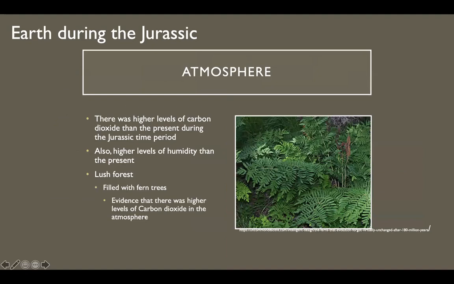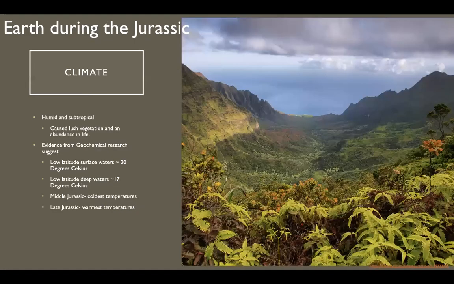So the atmosphere during the Jurassic period. During the Jurassic, there were higher levels of carbon dioxide than in present day, and also higher levels of humidity than in present day. This allowed for lush forests filled with fern trees, and this is evidence that there were higher levels of carbon dioxide in the atmosphere because of the amount of fern trees, fossils, and other evidence found throughout all of the continents.